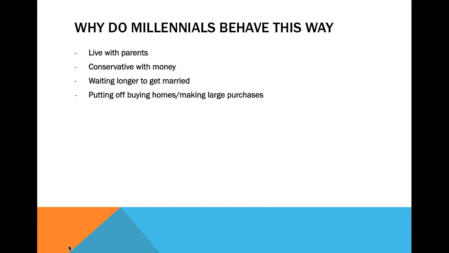Okay, so we talked about all the different things that millennials do, like living with their parents longer, being more conservative with their money, waiting longer to get married, and putting off buying homes or making large purchases. So why is it that the millennials behave this way? I want you to think about that. I want you to use your sociological imagination and try to come up with reasons for why millennials behave in this manner. And maybe you want to take a minute or two, maybe pause the presentation here so you could try to think about the reasons that they behave in this way.